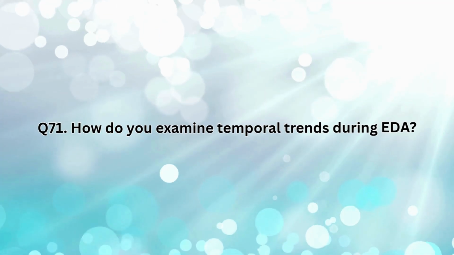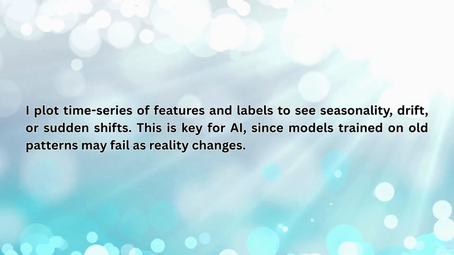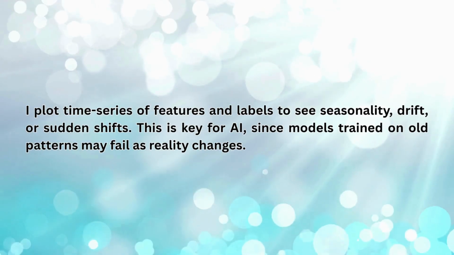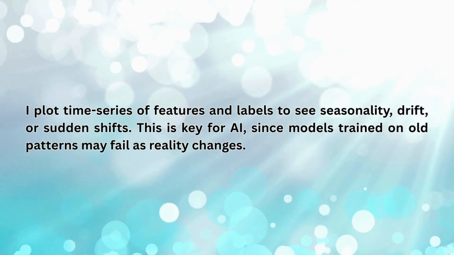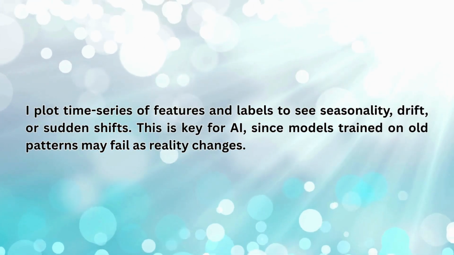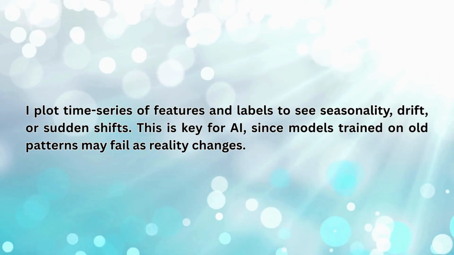How do you examine temporal trends during EDA? I plot time series of features and labels to see seasonality, drift, or sudden shifts. This is key for AI, since models trained on old patterns may fail as reality changes.